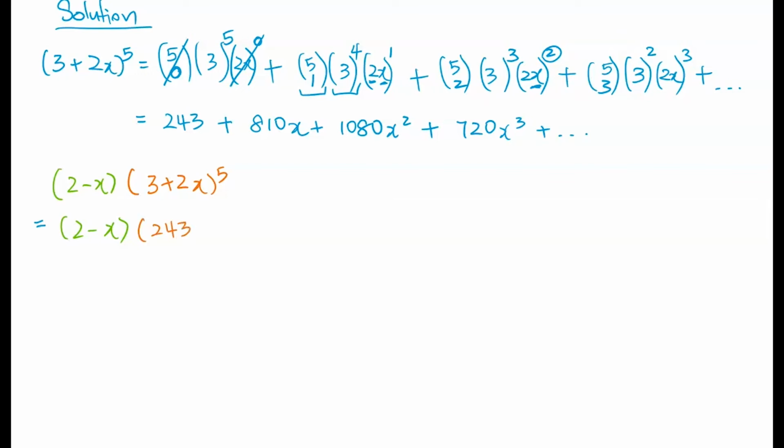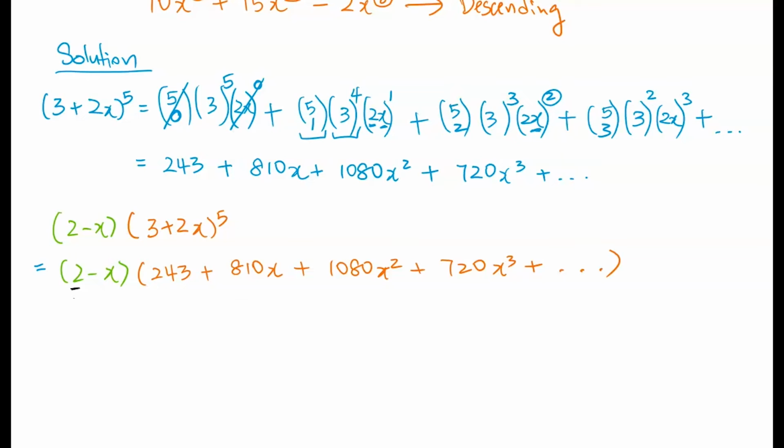That gives me 243 plus 810x plus 1080x squared plus 720x cubed plus dot dot dot. Now I'm ready to do my multiplication. I need to multiply the green factor with the orange factor. The multiplication, we have to be smart about it because we cannot do all the multiplication. A lot of the terms will be wasted.